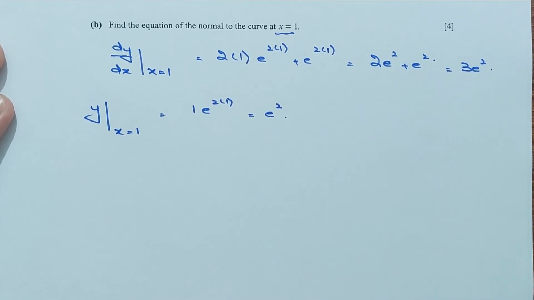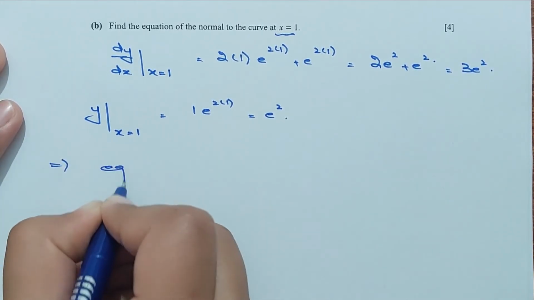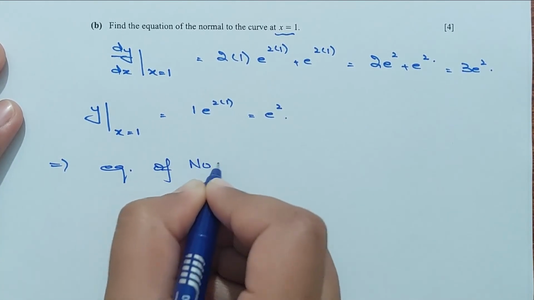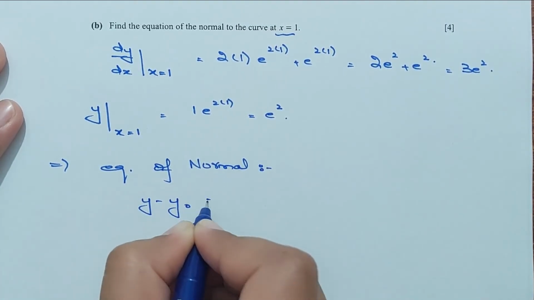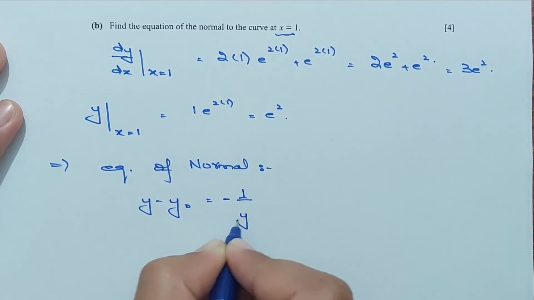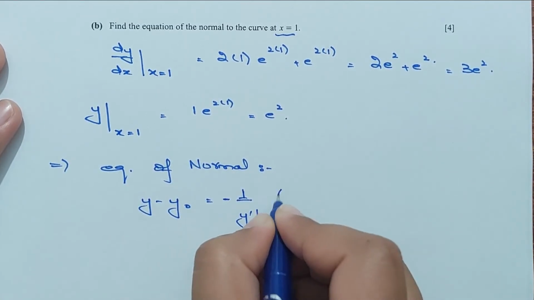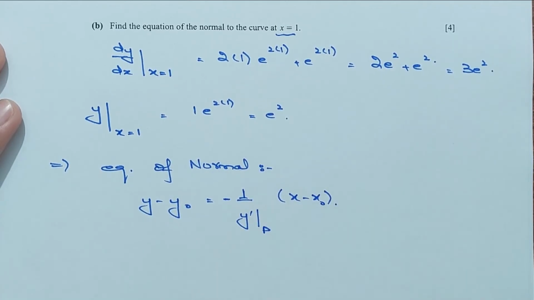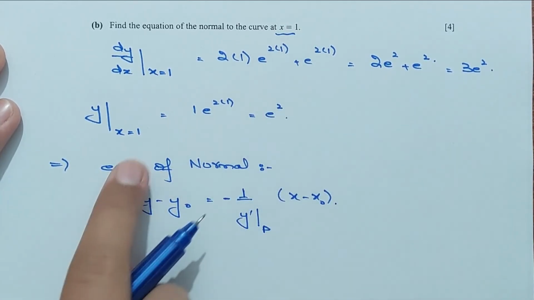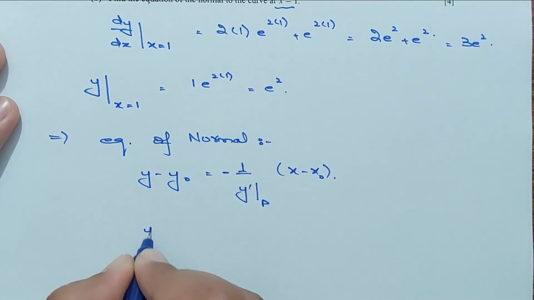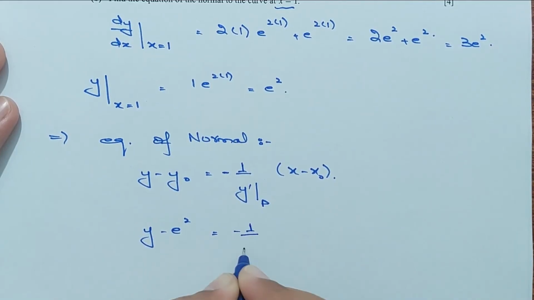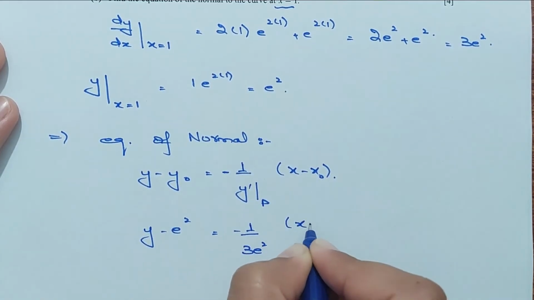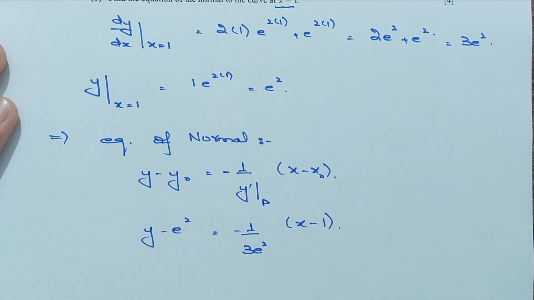Right. So now let me write down the equation of the normal. Equation of the normal is y minus y naught equals minus 1 over y prime at the point into x minus x naught. Right, x naught and y naught. x naught is 1, y naught is e square. So y minus e square equals negative, and its reciprocal, minus 1 over 3e square into x minus 1. So that is the equation of the normal to the curve at x equals 1.